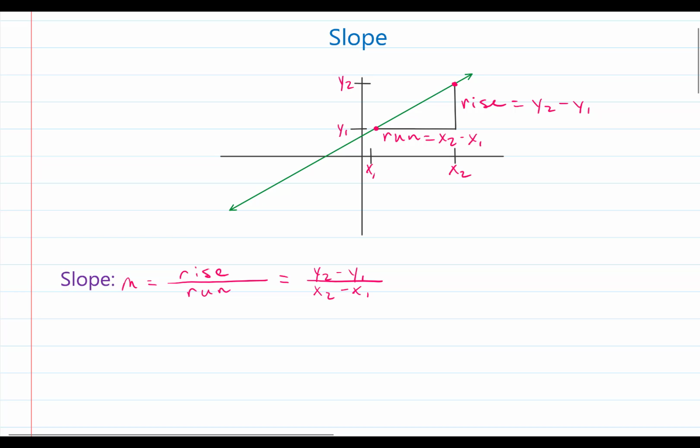And this ratio is true for the ordered pairs or the points on my line of x sub 1 comma y sub 1 and x sub 2 comma y sub 2, where x sub 1 is not equal to x sub 2. In this situation, if x sub 1 were equal to x sub 2, we would get 0 in the denominator of our ratio, which means we have an undefined slope, and that is true when we have a vertical line.